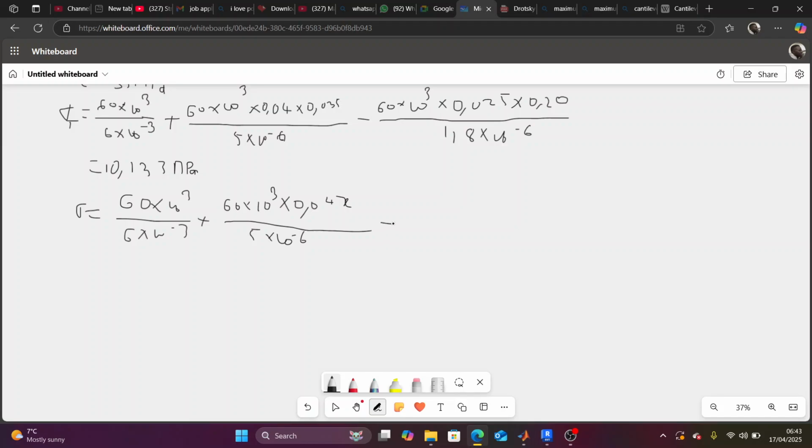So you go again plus. Where is the other guy? The other guy is 60 times 10 to 3 multiplied by 0.025 multiplied by the distance y over 1.8 times 10 to minus 6. Okay.